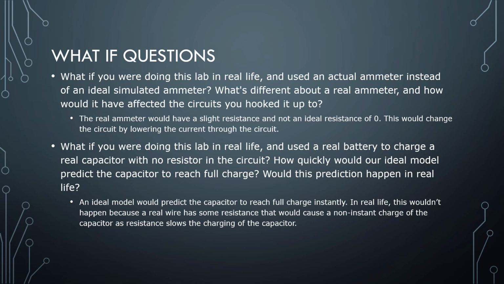The first one, the real ammeter would have a slight resistance and not an ideal resistance of 0. Change the circuit by lowering the current. And for question 2, an ideal model would predict that the capacitor would reach full charge instantly. In real life, this wouldn't happen because a real wire has some resistance and would cause a non-instant charge of the capacitor.